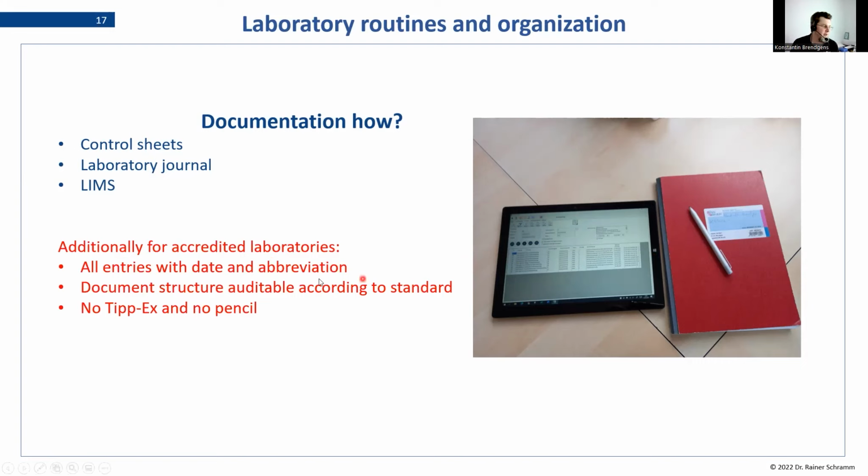to make them conform with our norm. Then they have to have a structure so that we are auditable every day. And we are not allowed to do corrections or use pencil, because if we do have a correction, we have to cross it out, write it again, and add date and abbreviation that we changed it. So no Tipp-Ex allowed, for example.